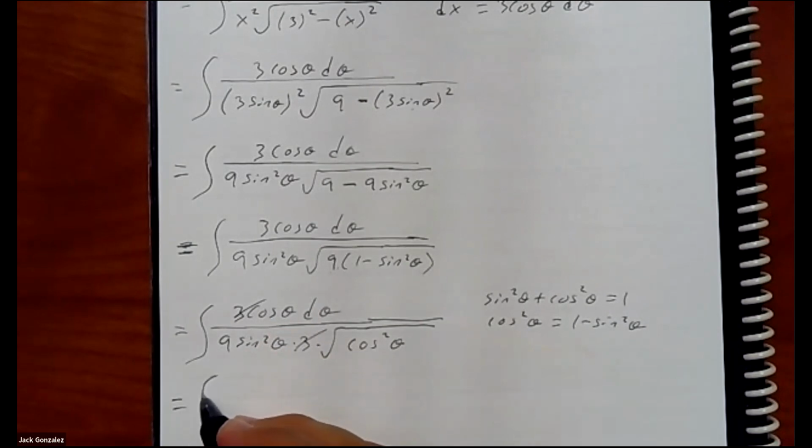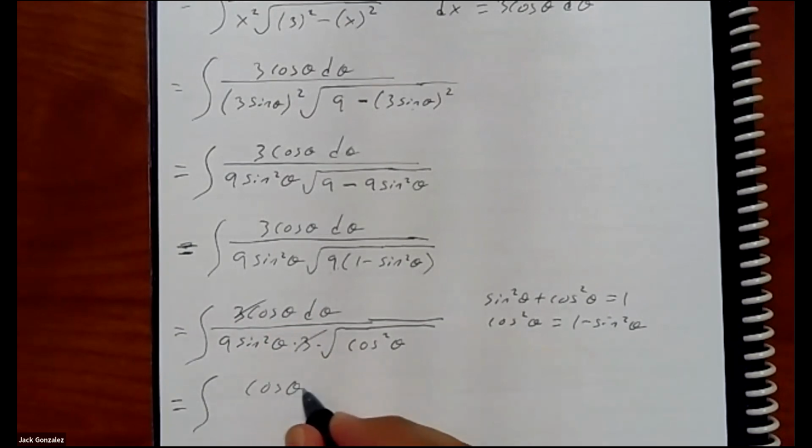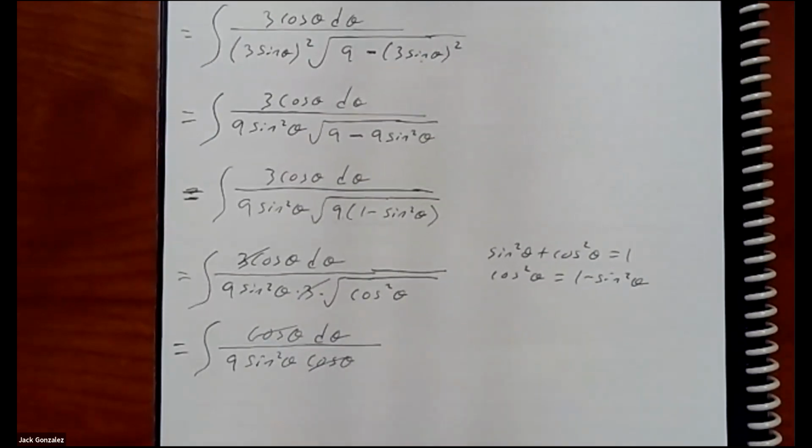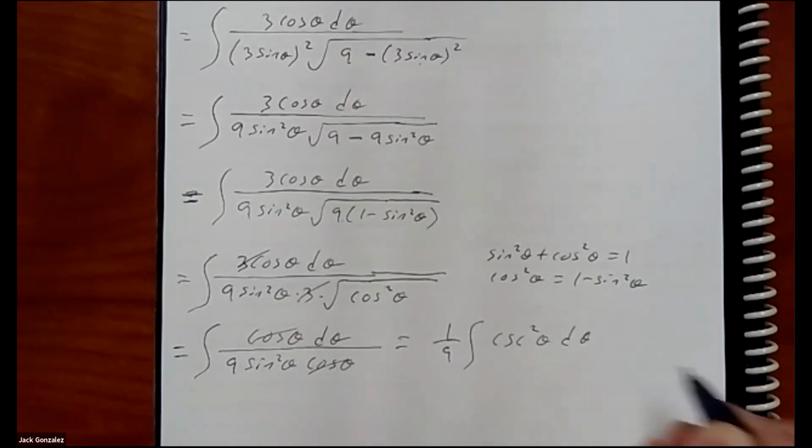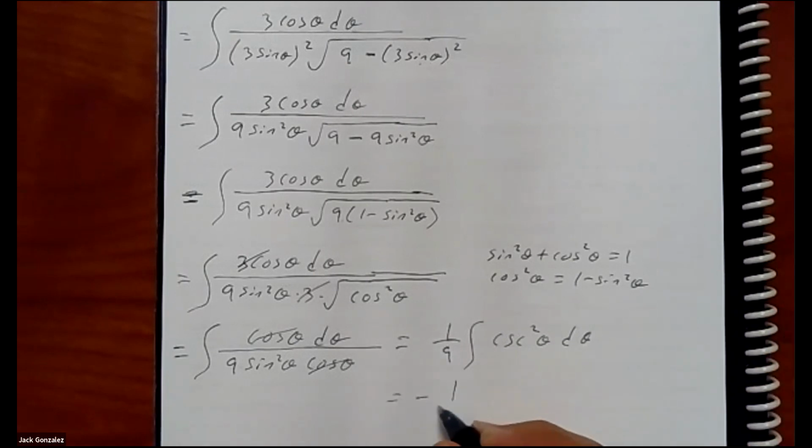Okay, so then we end up with cosine theta d theta over 9 sine squared theta. And this square root cancels the square, right? Then these cosines will cancel, which will give us 1/9 integral of cosecant squared theta d theta. What is the integral of cosecant squared? Yeah, negative 1/9 cotangent plus c.